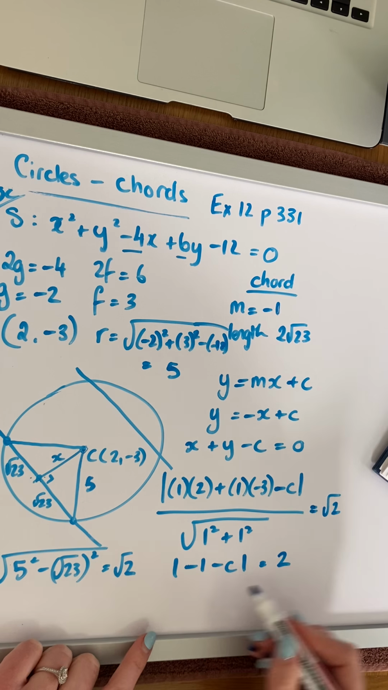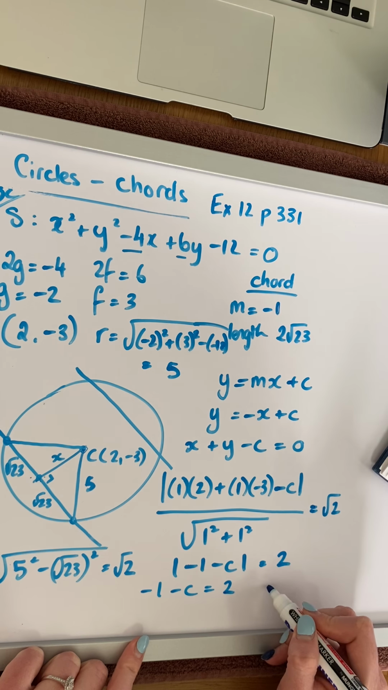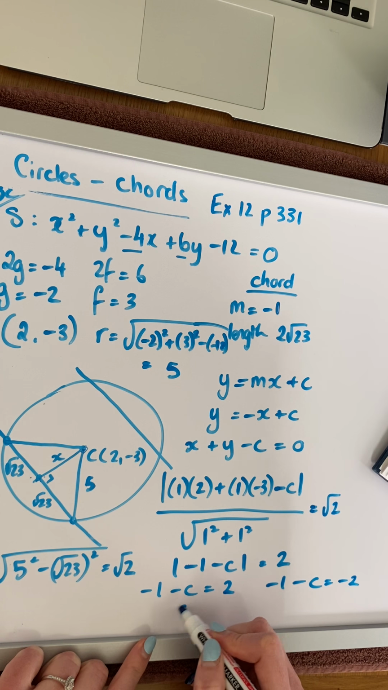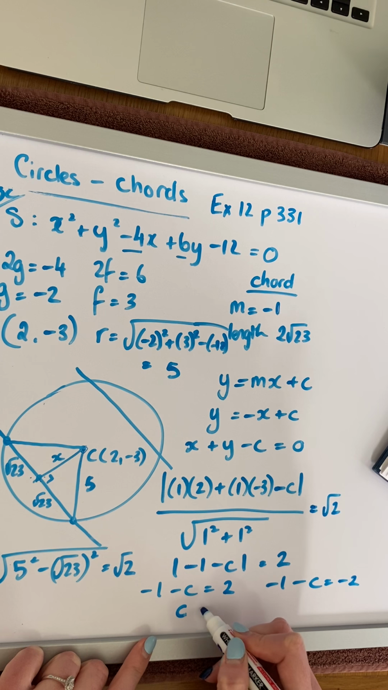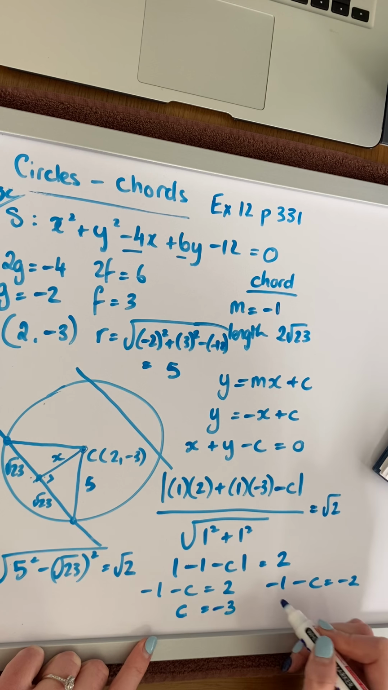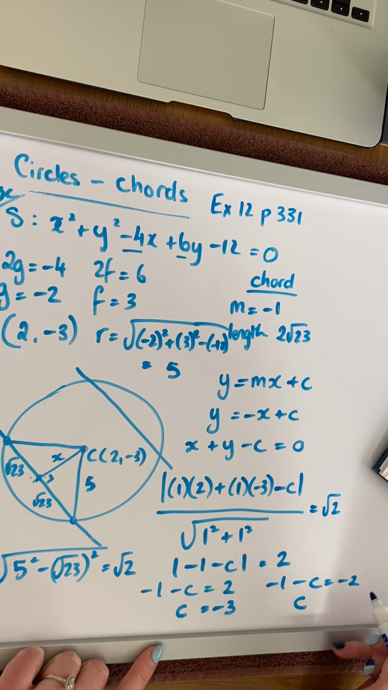Break this into its two parts, so we have -1 minus c is equal to +2, and -1 minus c is equal to -2, meaning that from this part here we get minus c is equal to 3, so c is -3, and in this one minus c is equal to -1, so c is 1.